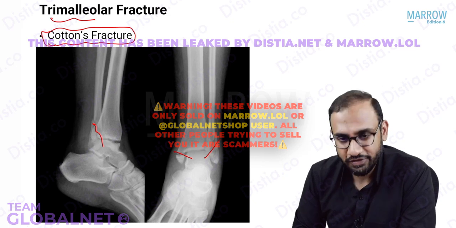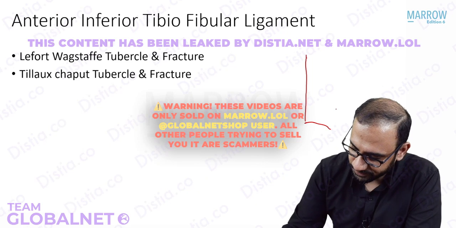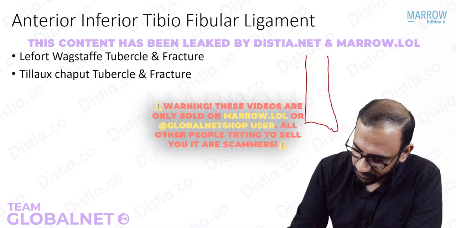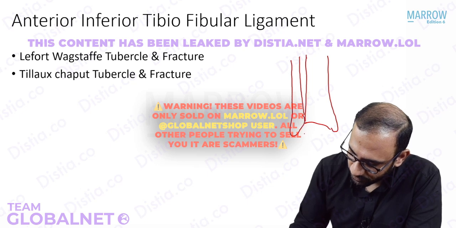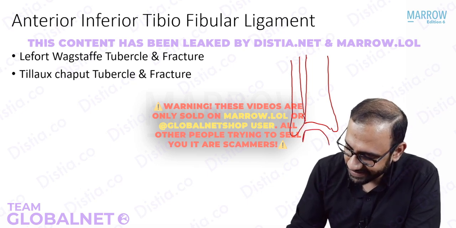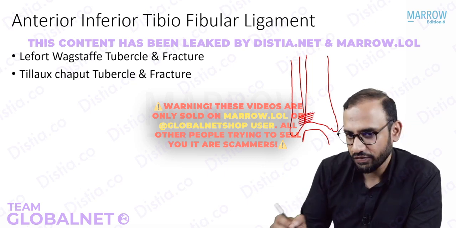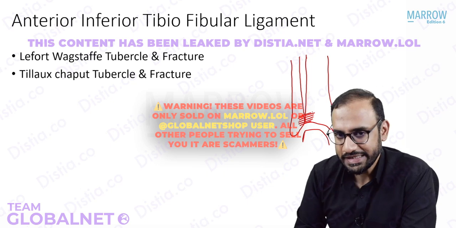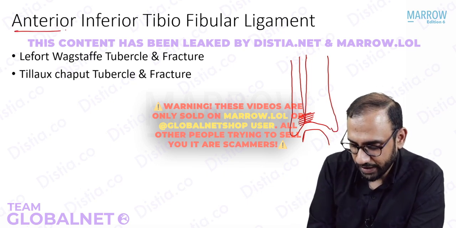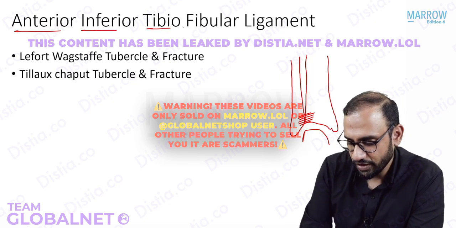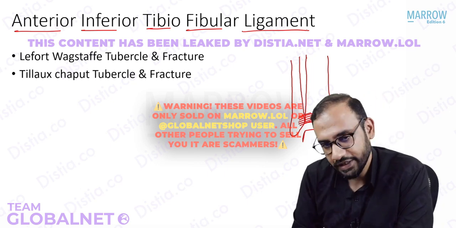Now before we proceed further, I want you to understand that at the distal end of the tibia and the distal end of the fibula, this is the talus. There is a ligament here that articulates the tibia with the fibula. Basically it helps maintain the syndesmosis. This ligament is known as the antero-inferior tibio-fibular ligament.